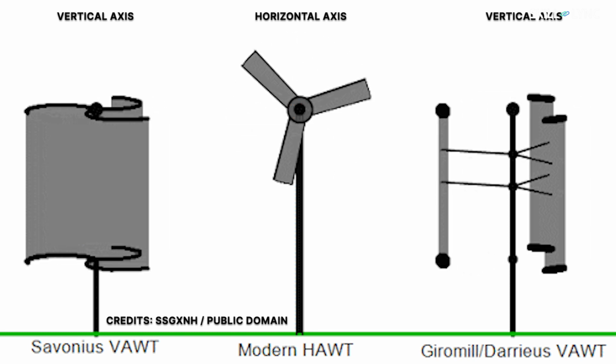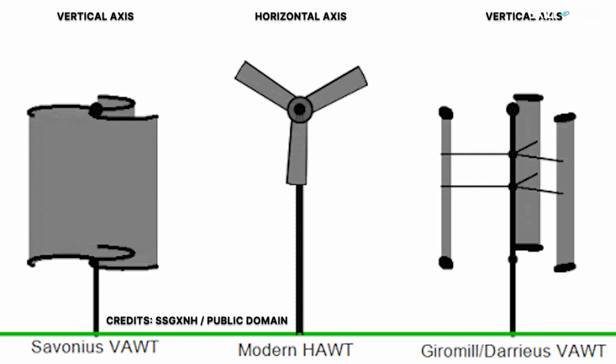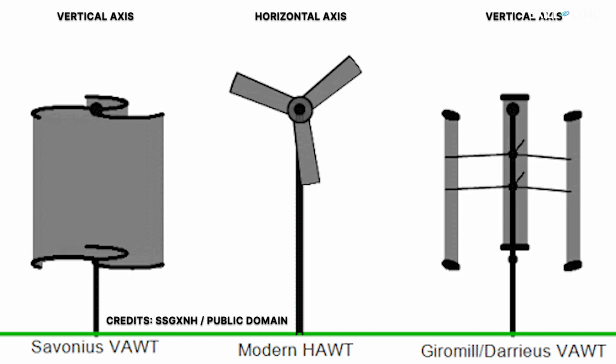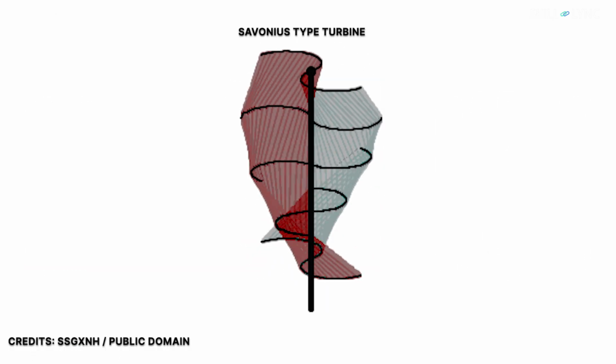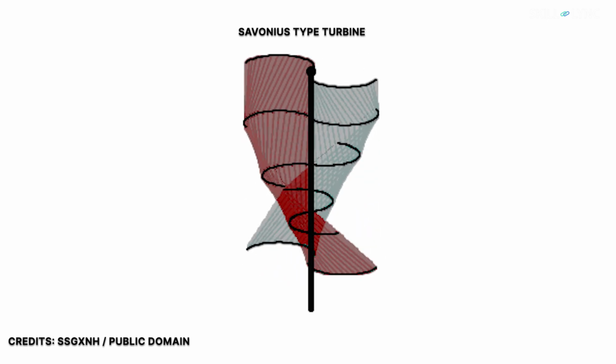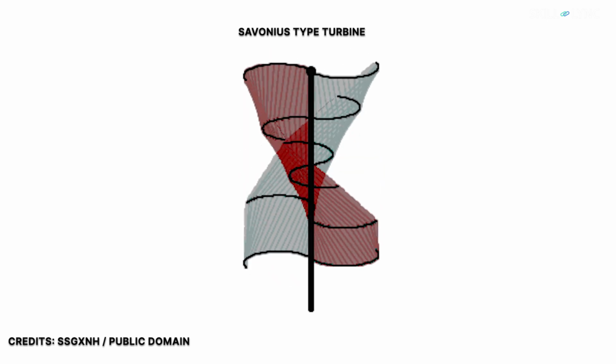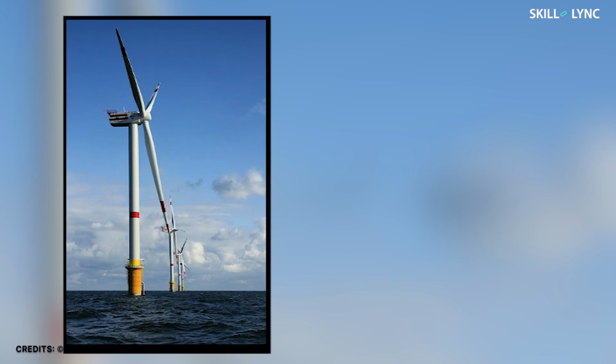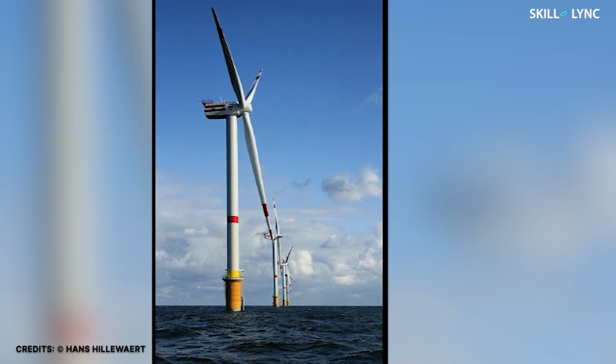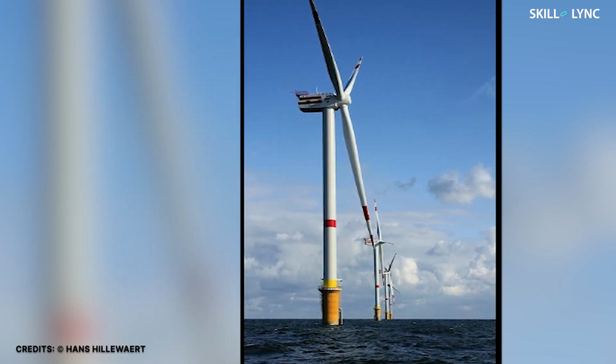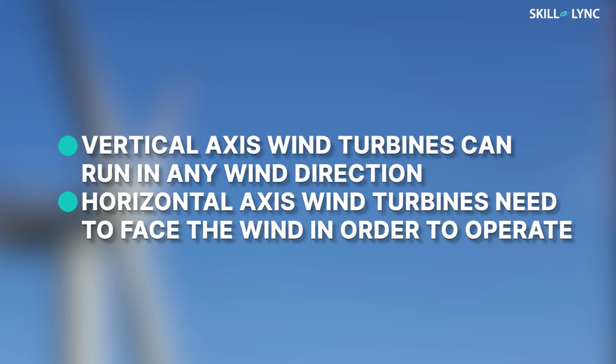Wind turbines are generally divided into two types, one being the horizontal axis type while the other being the vertical axis type. Vertical axis wind turbines like Savonius and Darrieus have rotors transverse to the wind and the main components are at the base. On the other hand, horizontal axis wind turbines are more common and are more efficient. Vertical type turbines can run in any wind direction, but horizontal wind turbines must face the wind in order to operate.